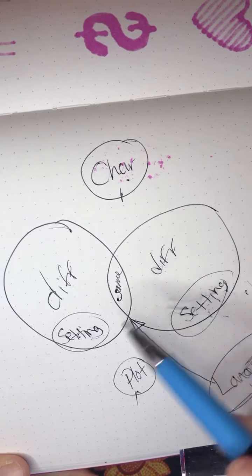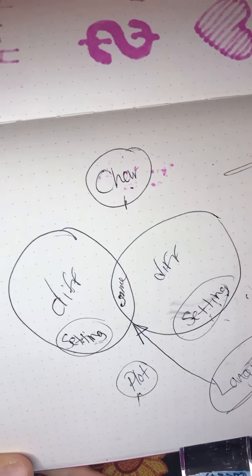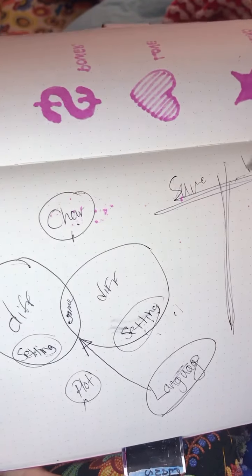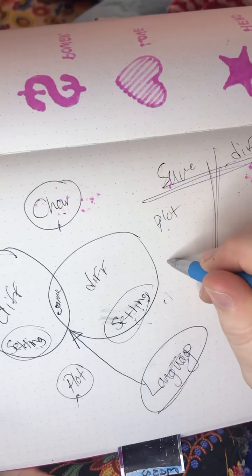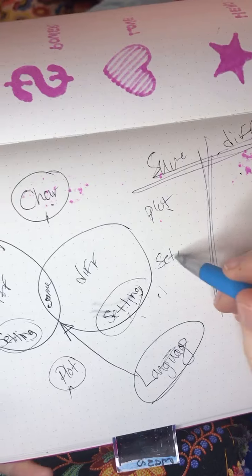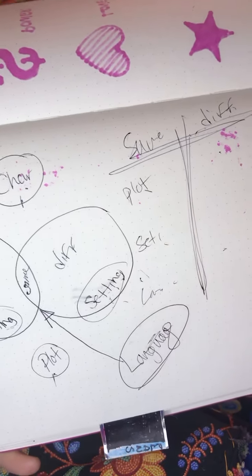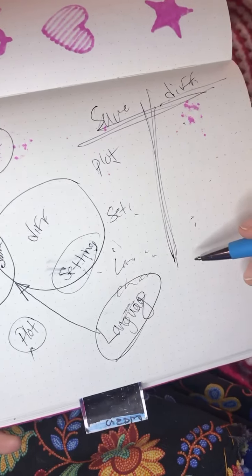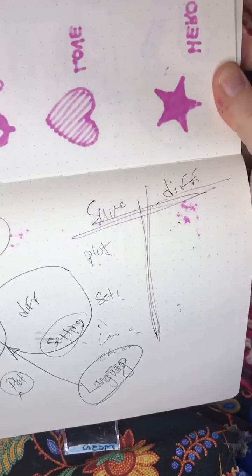So start off by listing all the differences. Make a T-chart. Same, different. Plot. What's the same? Setting. What's the same? What's different? Language. Same, different. Character. Same, different. You need to do this. You absolutely have to do this before you start trying to write an essay.